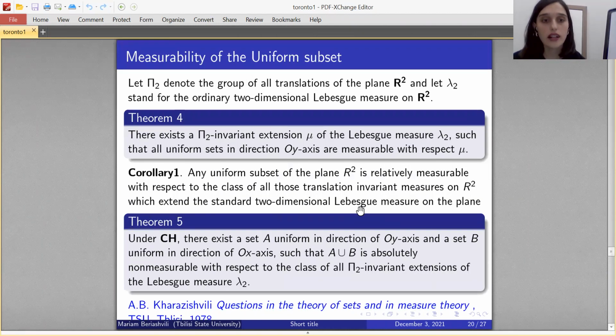Okay, and under CH there exists a set uniform in direction y-axis such that if B is uniform in direction x-axis, the union of A and B is absolutely non-measurable with respect to the class of all P2 invariant extensions of the Lebesgue measure. Yes, we can define two uniform subsets of the plane whose union will be absolutely non-measurable with respect to the class of extensions of the Lebesgue measure.